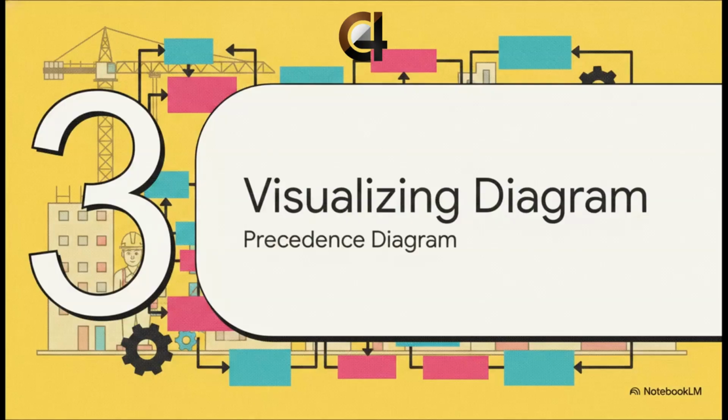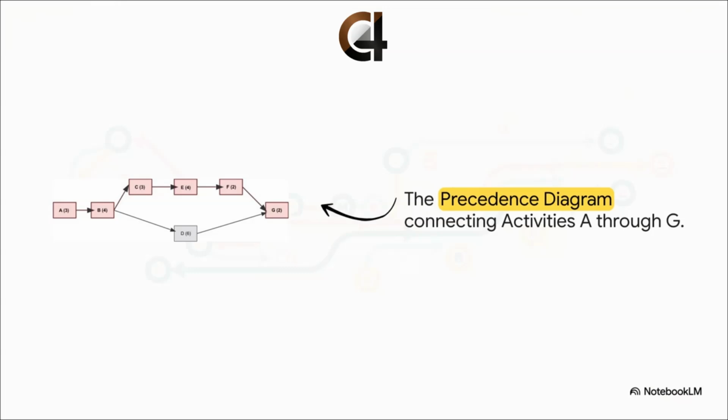Now for step 3, visualizing the diagram, specifically the precedence diagram. So we take that spreadsheet and transform it into a clear visual flowchart, usually called a precedence diagram or an activity on node diagram. Imagine how activity A naturally flows right into B.